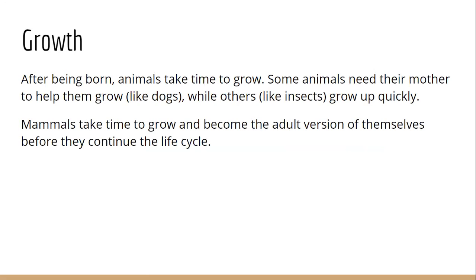Mammals take time to grow and become the adult version of themselves before they continue the life cycle. So like we saw with the dog, they become an adult before they continue the life cycle and have their own babies. Insects grow through their life cycle quickly.